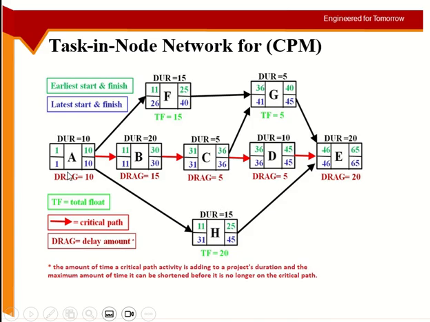So you start with the first activity. Early start of the first activity is always 1. Then you will add duration to it to get the early finish. So 1 plus 10 equals 10.